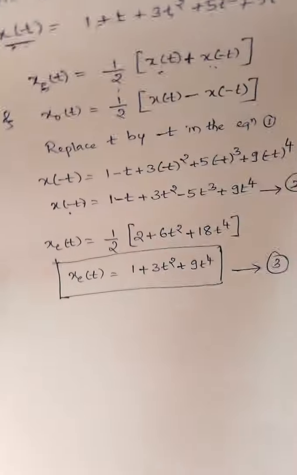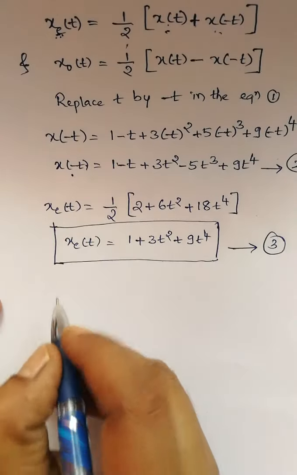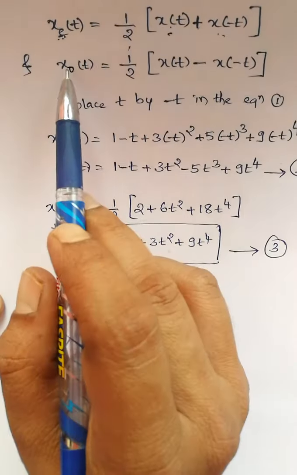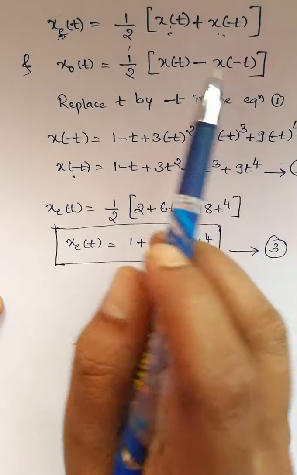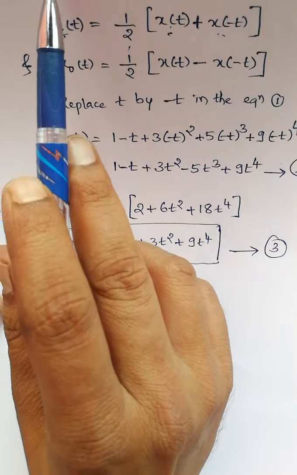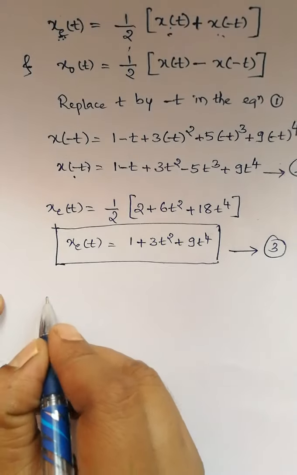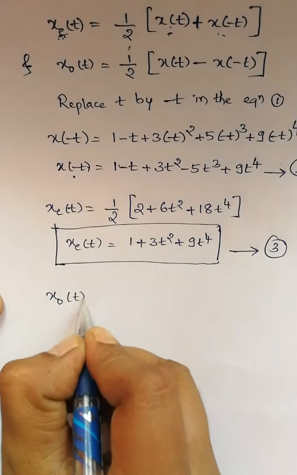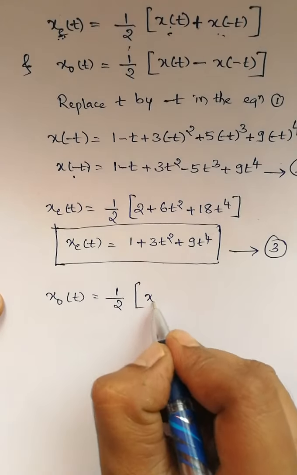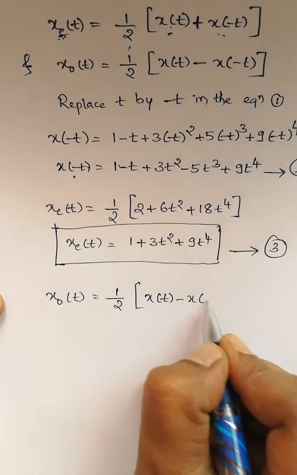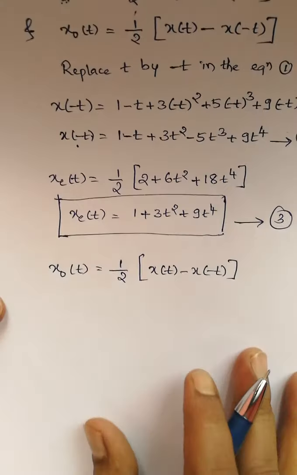Similarly, we will calculate the odd component. What is the formula for the odd component? x o of t equal to 1 by 2 x of t minus x of minus t, that is, from equation 1 we have to subtract equation 2. So x o of t equals 1 by 2 times x of t minus x of minus t. Let us perform this operation.